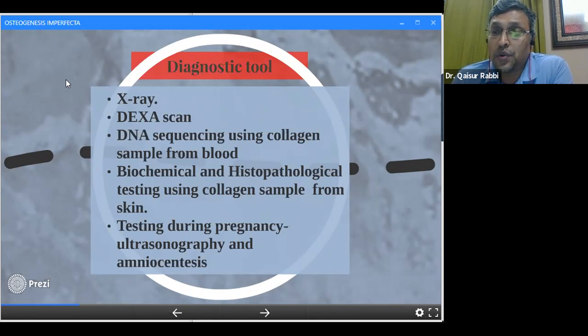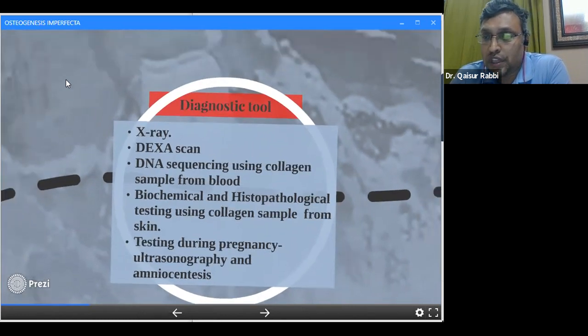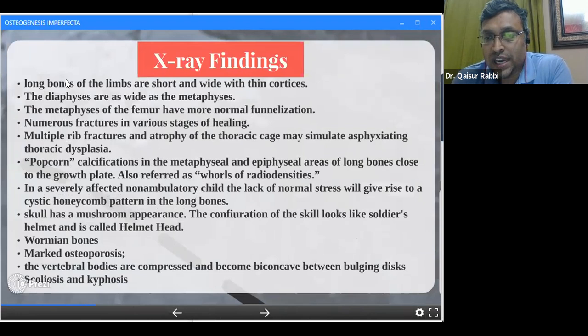So in X-ray, we'll find a lot of things, but it's not necessary that one child will bear every feature that X-ray can show. Most of the time, long bones are broken in multiple segments, with irregular or various stages of healing. Along with that, bowing of the long bone will be there.